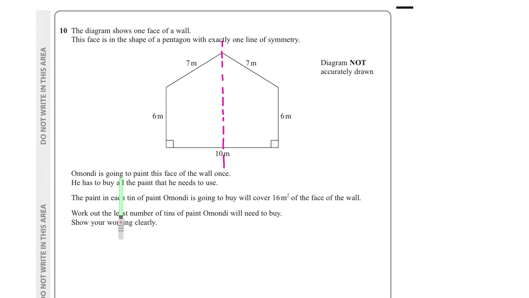So, Armando is going to paint the face of this wall once. So he's going to cover it in paint once. He has to buy all the paint that he needs to use. The paint in each tin of paint he's going to buy will cover 16 metres squared. So we know 1 tin of paint covers 16 metres squared. I'm going to write that down as a mathematical sentence, just made it shorter. We know what's happening here. Work out the least number of tins of paint Armando will need to buy. Show your working clearly. Now, there are many different ways we could approach this question.